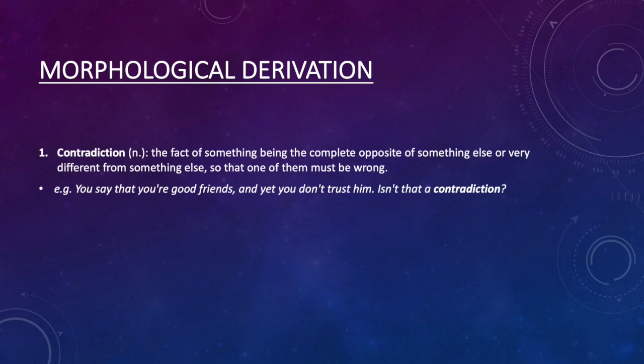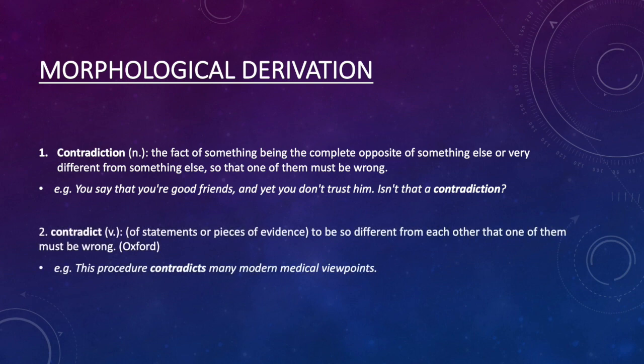The first is contradiction. It is a noun and it means the fact of something being the complete opposite of something else or very different from something else, so that one of them must be wrong. The second would be contradict, which the words contradictory and contradiction are based on. Contradict is a verb and it means statements or pieces of evidence that are so different from each other that one of them must be wrong.